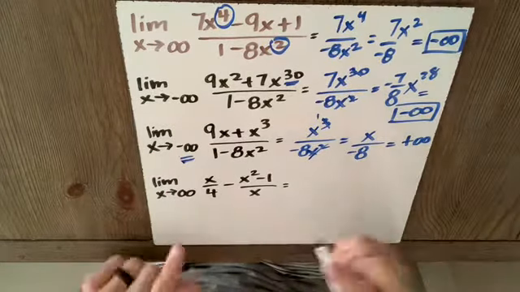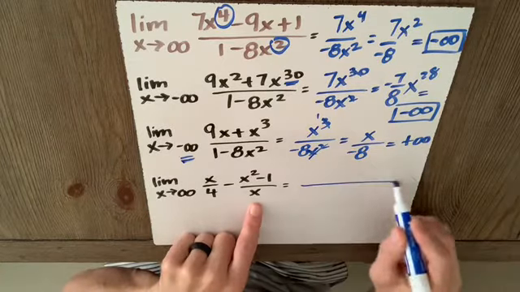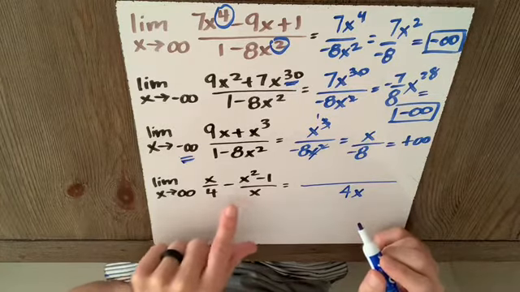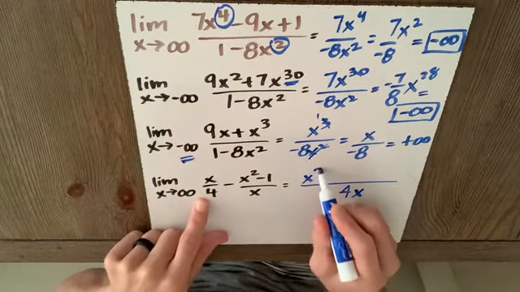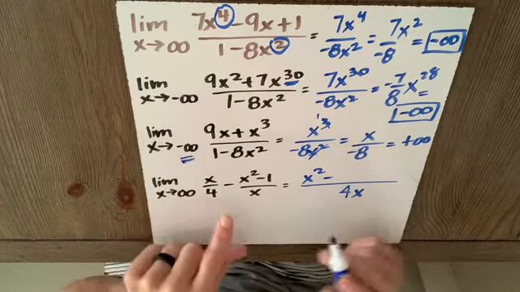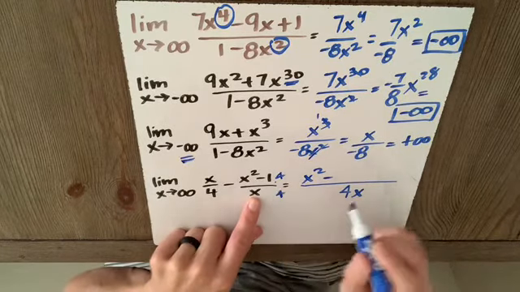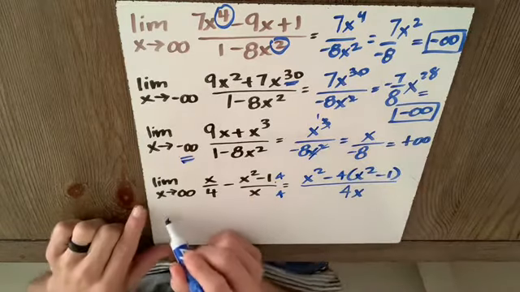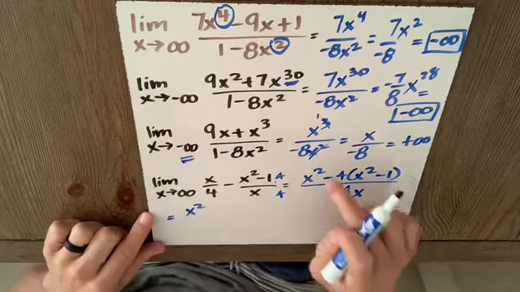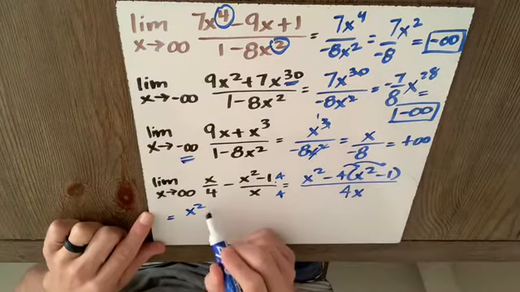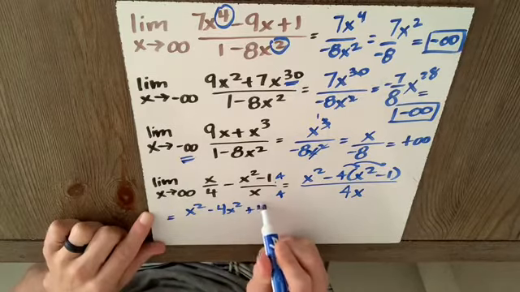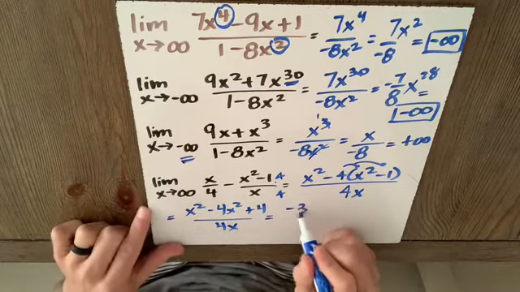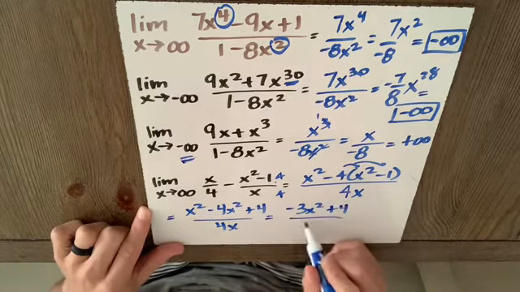The last one here, I need to make common denominators. So 4x will give me 4x. I'm really multiplying this by x over x to give me x squared, and I have minus, I'm really multiplying this one by 4 over 4, x squared minus 1. I have to do a little math here. This will give me x squared. If I distribute this now, I'll get negative 4x squared plus 4 over 4x, which I can simplify further to negative 3x squared plus 4 over 4x.